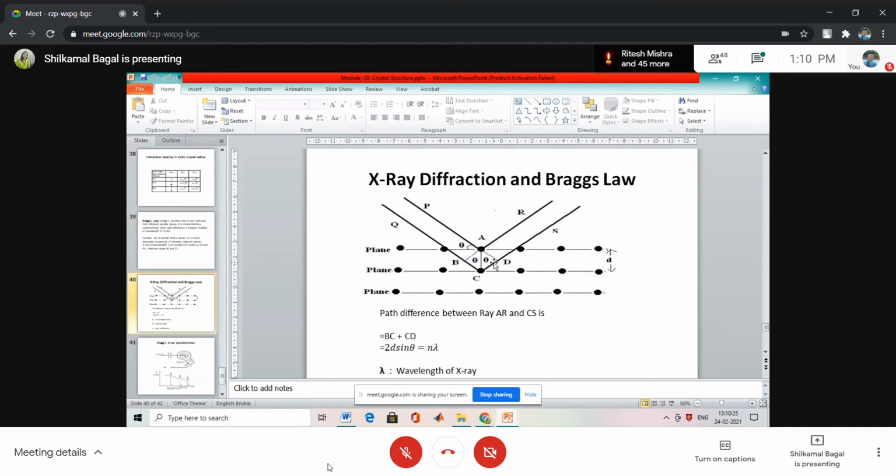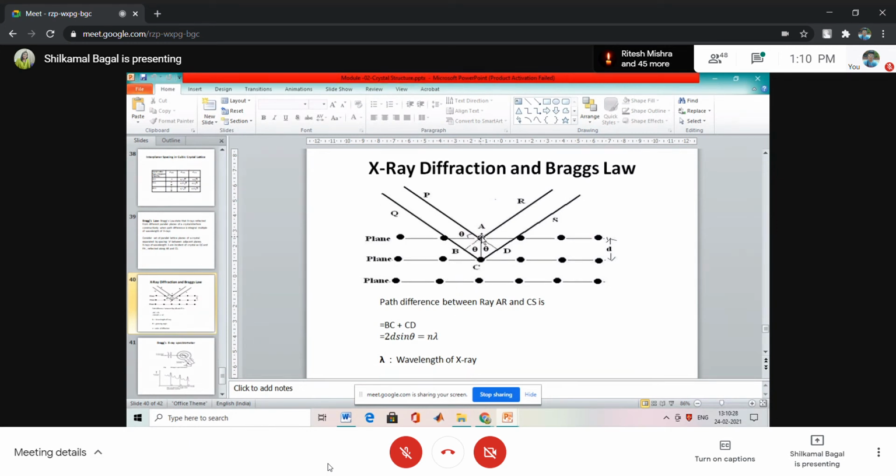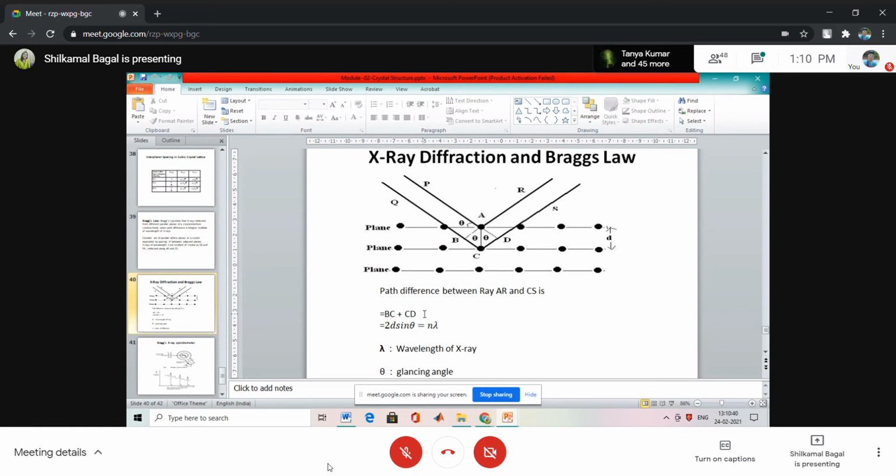Then by geometry of the diagram, we have drawn perpendiculars from A at B and D. So path difference between the two rays is BC plus CD, and it is given by d sin theta plus d sin theta, that is 2d sin theta. For maxima it should be n lambda, and this is nothing but Bragg's law. Any doubt? Is it clear to you? Okay, now this law is very important. Whenever in your higher study also you will use this law, Bragg's law. So this statement you have to remember.